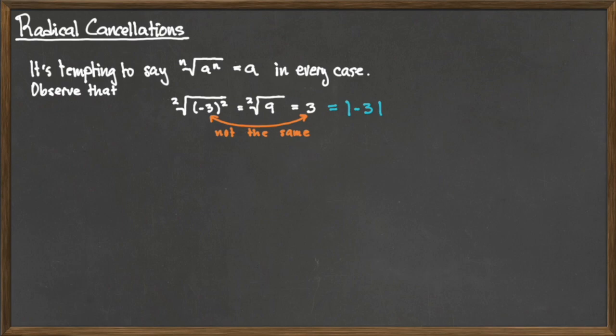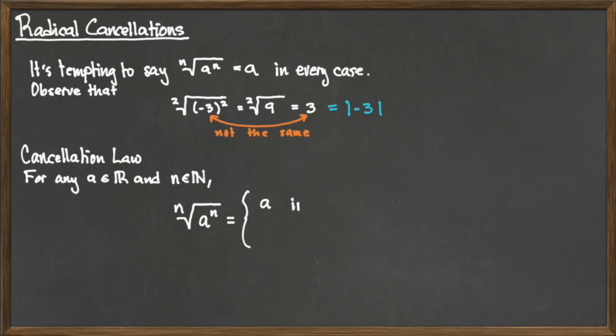So, we do have a cancellation law. For any real number a and any natural number n, the nth root of a to the n equals a if n is odd, and the absolute value of a if n is even. The thing about this cancellation law is that it looks harder than it actually is. It's telling us that whenever I have matching exponents and indices, I do get a cancellation. It's just that my final answer might have absolute value bars on them if my index and my powers are both even numbers. But when they're odd numbers, I don't have to worry about it.